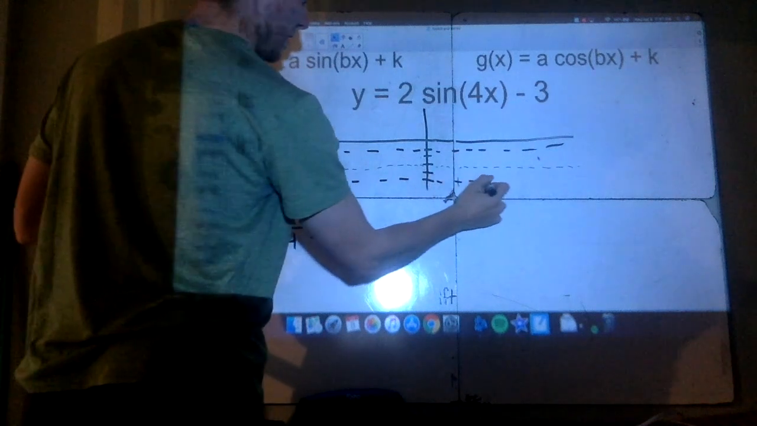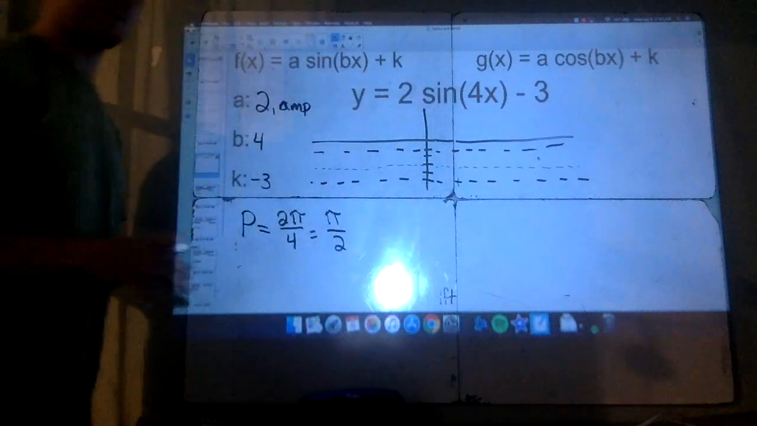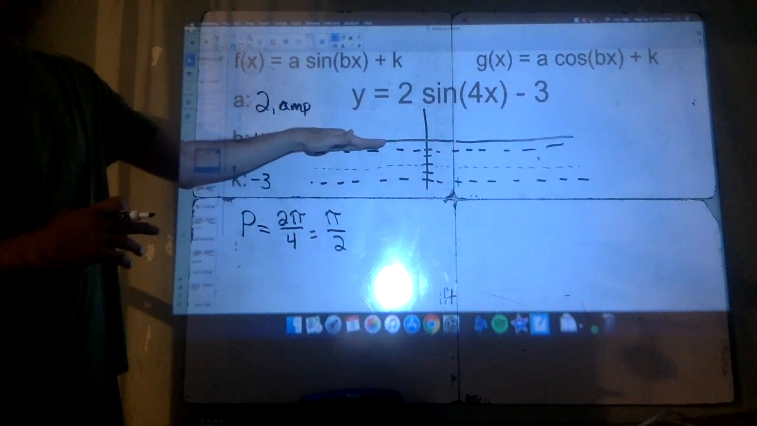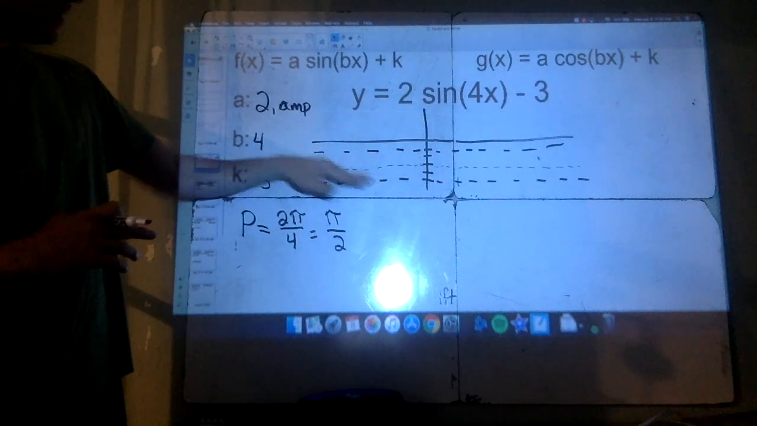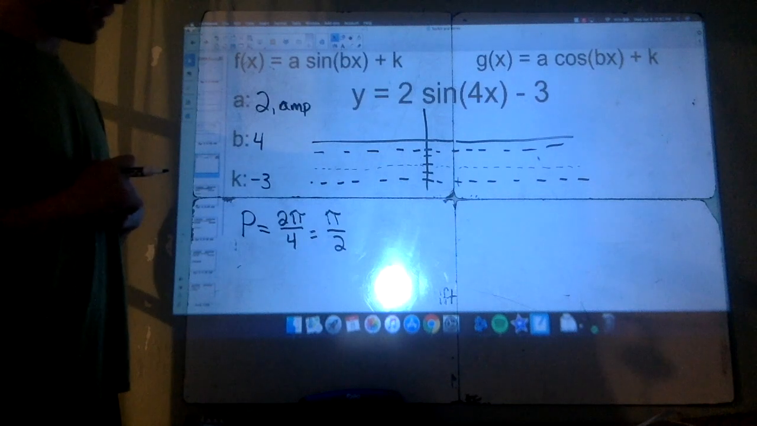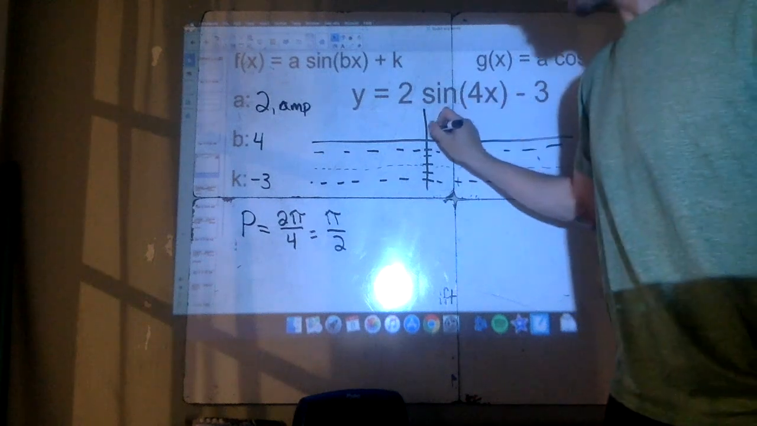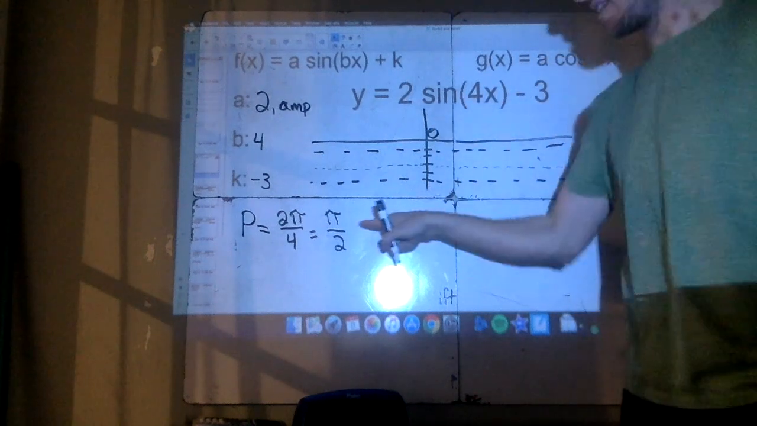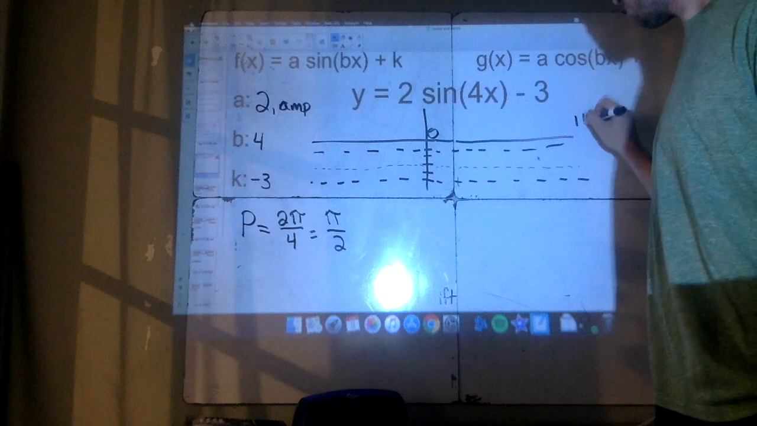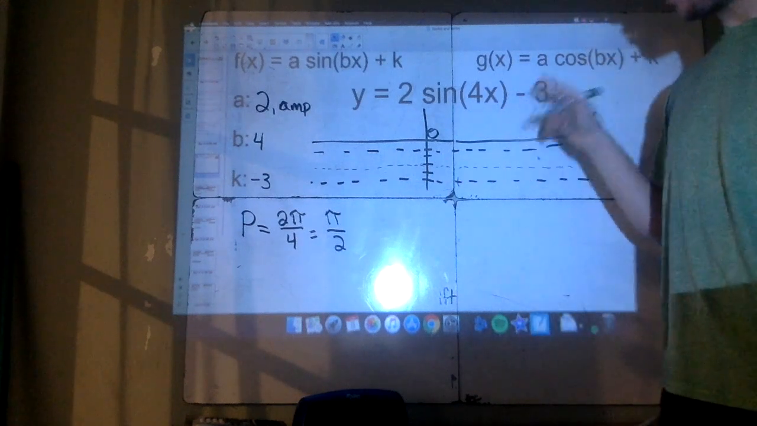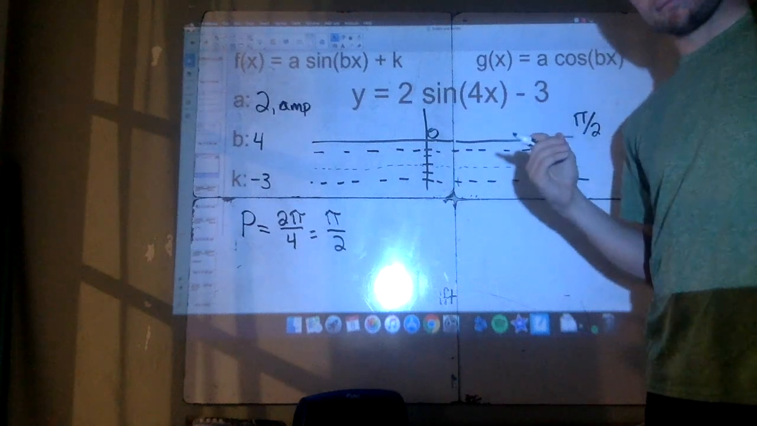So I like to draw some dashed lines, because that's kind of where our graph is going to be. It's going to be in this region. That's going to be our max. That's going to be our middle. That's going to be our minimum. Now we have to label the x. And I think, personally, I think this is the hardest thing, is we're always starting at 0. And then our period is pi over 2. So we know that.